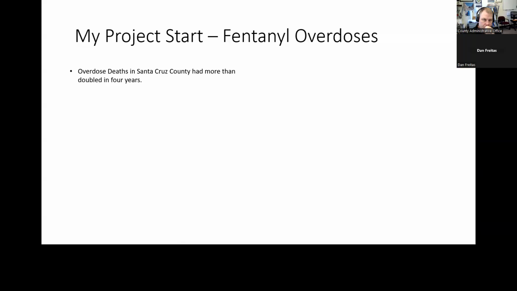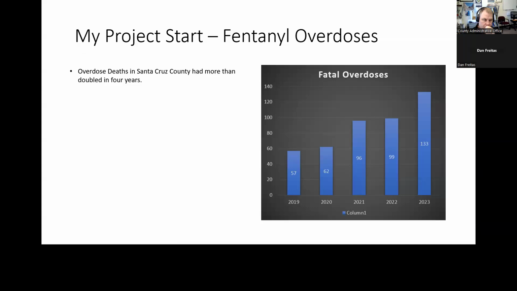Then, as I was in the midst of seeing this frustration, we also started seeing this epidemic of fatal overdoses in our county. And attached here, this graph, you're going to see the stats, but these are fatal overdoses in the community. That includes the unincorporated areas of the county and the cities. This is not in the jail, thank goodness, but just out in the community. But you see that in 2019, we had 57, and then in 2020, 62.